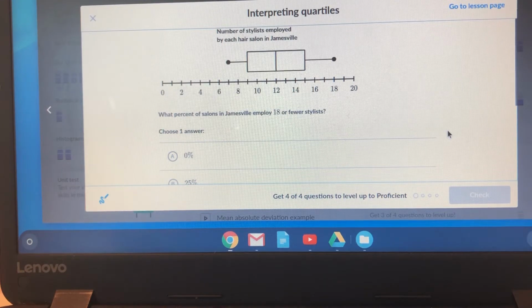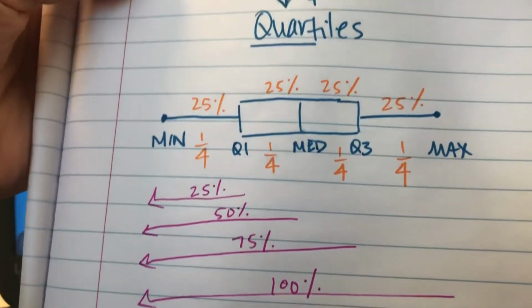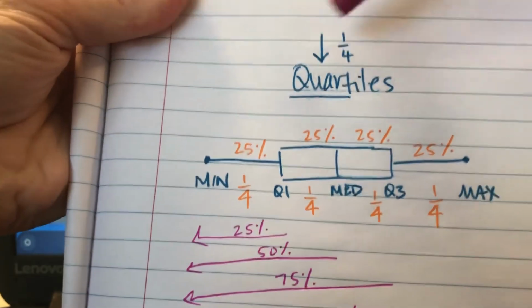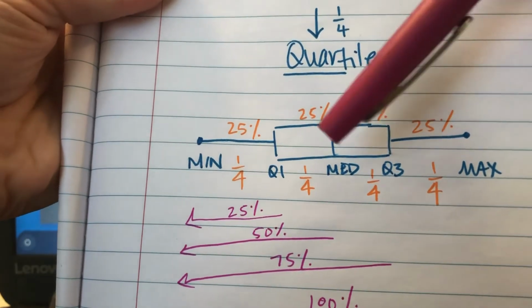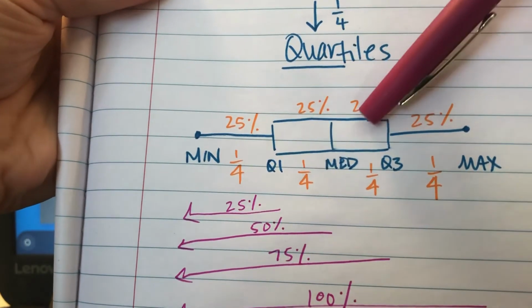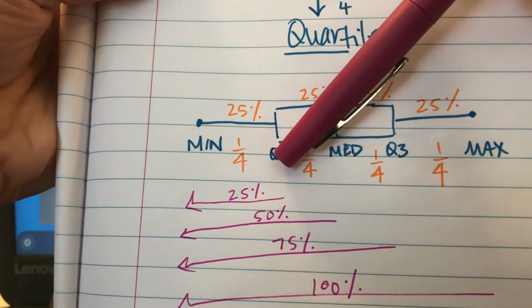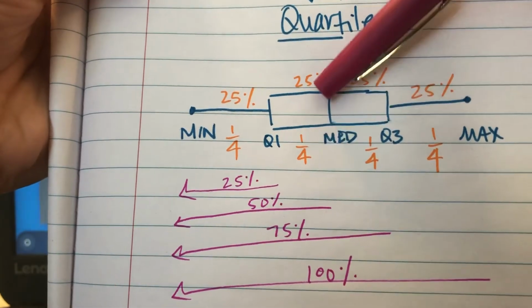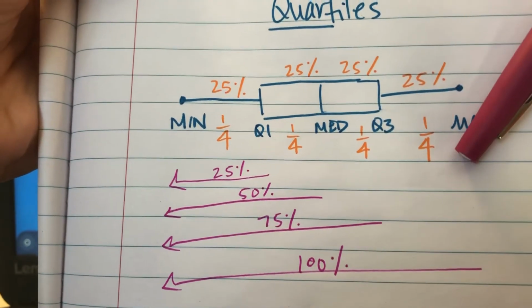Right, so we're looking at this box plot and we have to figure out percentages. So here is just a basic chart. Think of a quartile literally as a quarter, 1/4 of a fraction, right? It's broken into 1, 2, 3, 4 parts. So this is 1/4, 2/4, 3/4, 4/4. So this first section, the minimum to the lower quartile or the Q1 is 25% of the data. This is 50% to the median, 75% to the Q3, and 100% to the maximum.